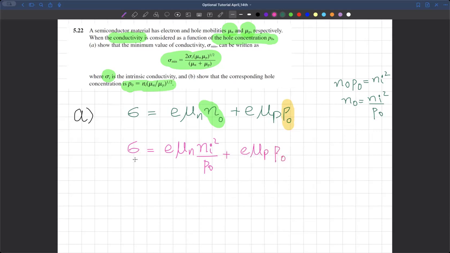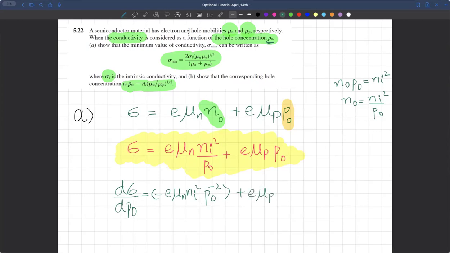Now, because we are looking for the minimum value, it occurs when the derivative gives us zero. Taking the derivative with respect to what? It depends on p naught, so with respect to p naught. This gives p naught to the power negative one, so negative one, and everything else is constant. So negative e mu n n i squared, p naught to the negative two. And over here, simply e mu p.